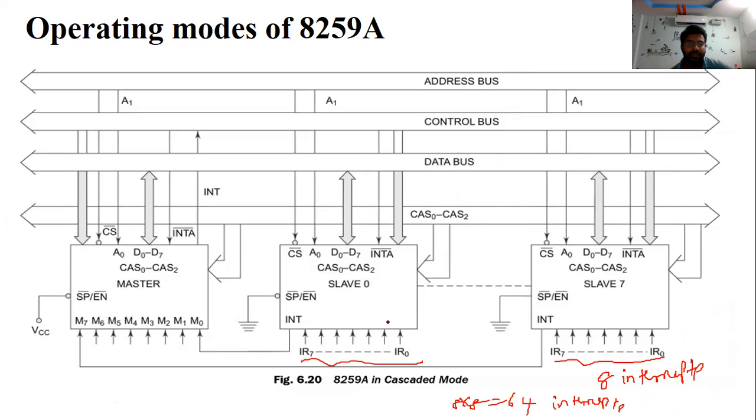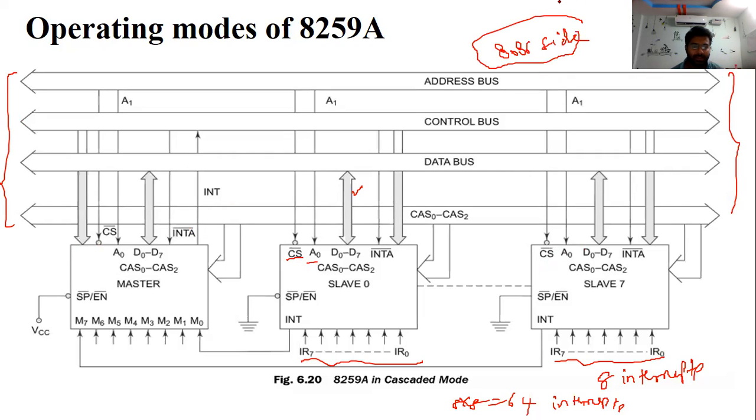This is the slave device. Each device is connected to the data bus as well as to the read and write controllers: CS, WR, RD and A0. Each slave and master device is connected to the read and write control logic at the same time. These are the 8086 side. You cannot confuse this one.